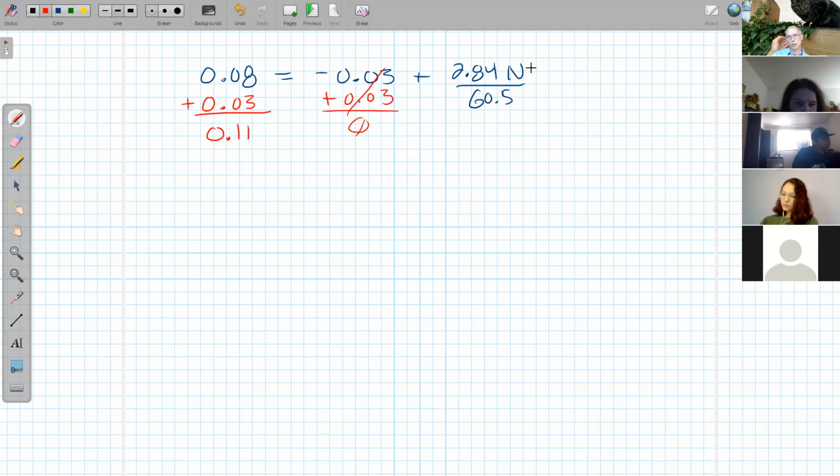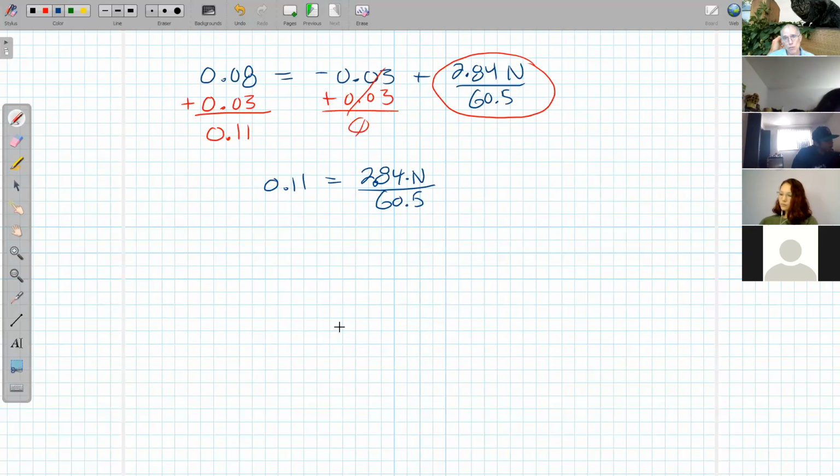That's a 0, so all that's left on the other side is that fraction. So I'm going to rewrite this: 0.11 equals 2.84n over 60.5. Now I have a few options to go on this side.